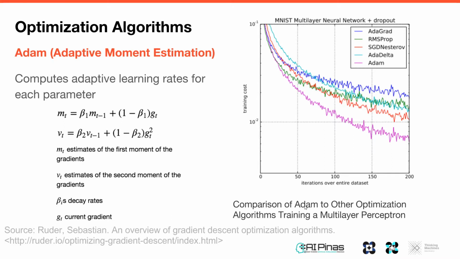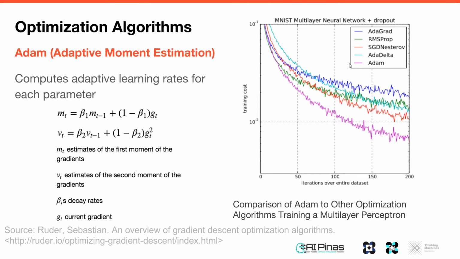And then we also have Adam, or Adaptive Moment Estimation optimization algorithm. The key idea here is, yes, you are still updating each parameter. That's what all the optimization algorithms are doing. But the learning rate for each one is adaptive. I'm not going to go into too much detail here.